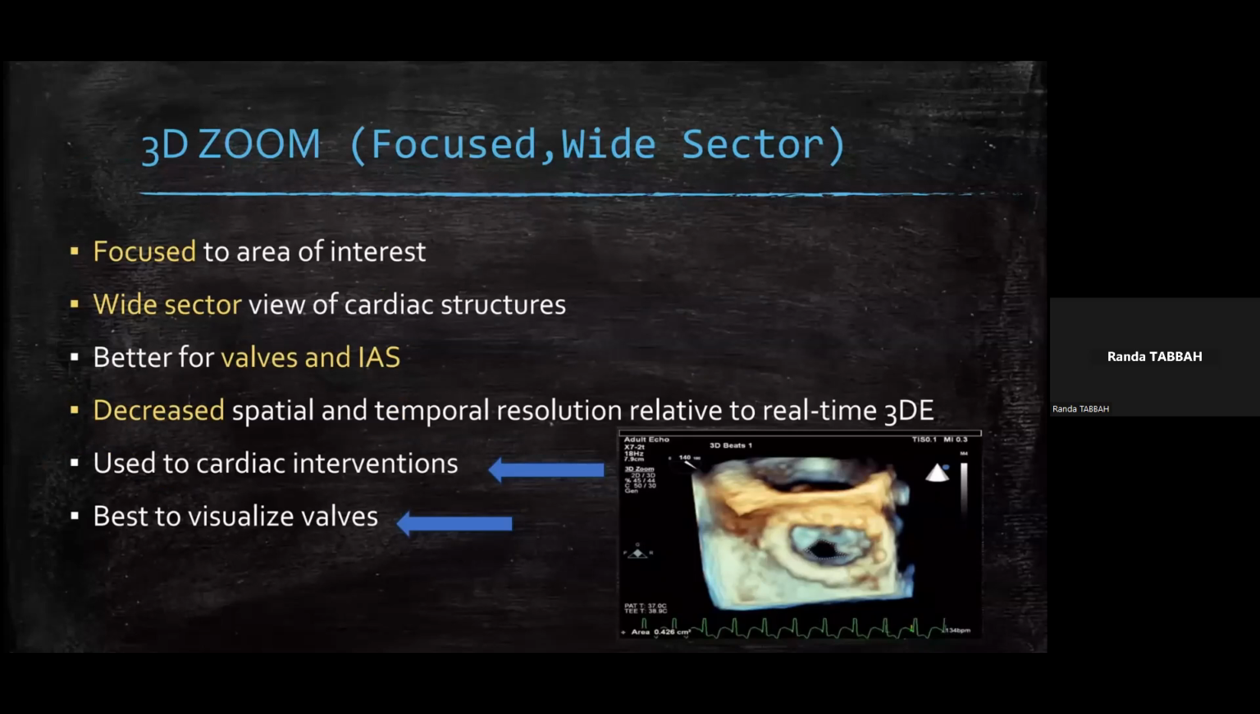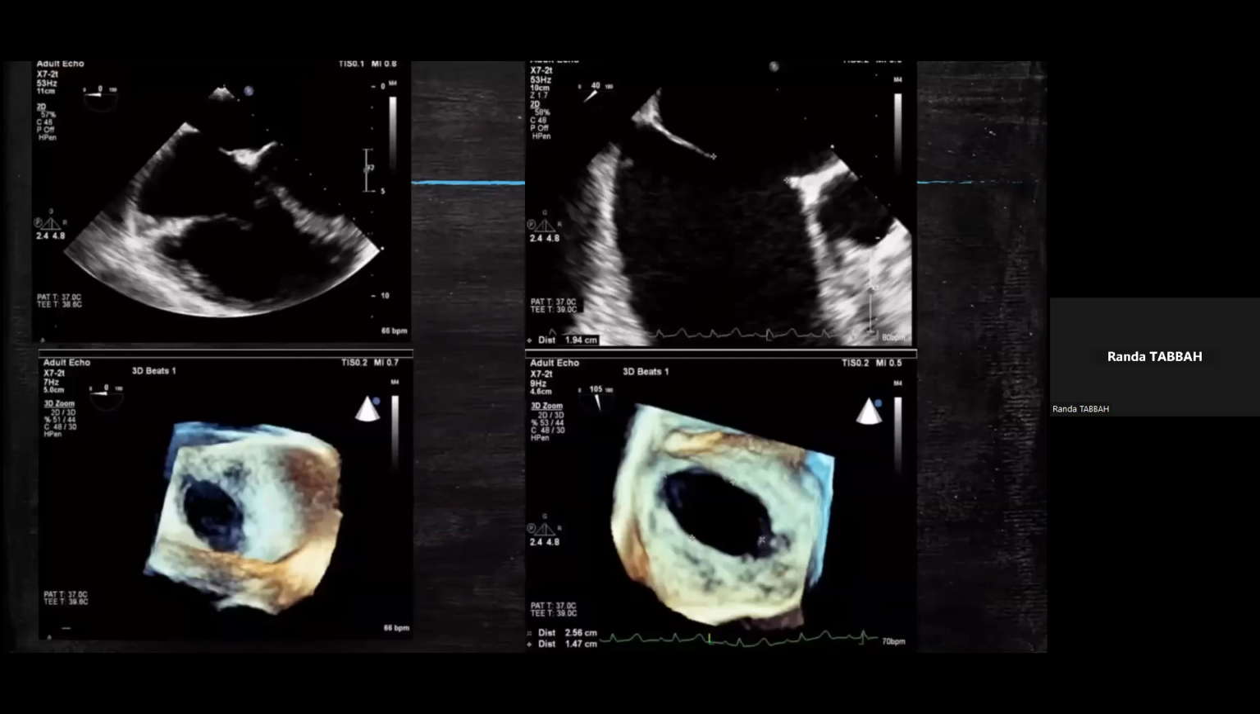When we close an ASD or a VSD interventionally, it is a better view in these cases. So here we can see we have an ASD, a small ASD. It's an ostium secundum ASD. This is the 3D view. You can see the ASD and do a better measurement of the ASD.